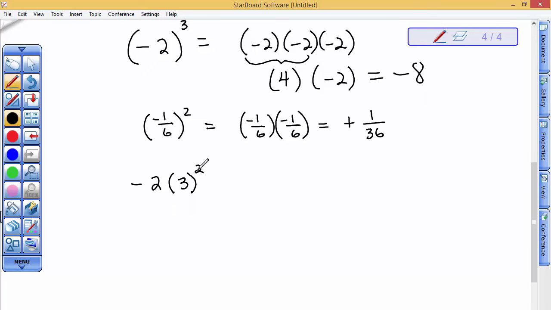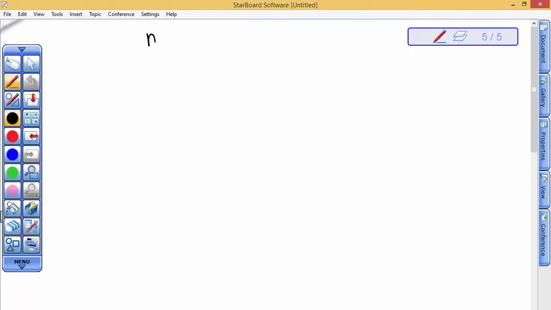So 3 to the second power is 9, and then multiply that by a negative 2 and get a negative 18. Okay, I'm going to turn the page. Let's talk about multiplying bases. So now I'm going to go more with letters.